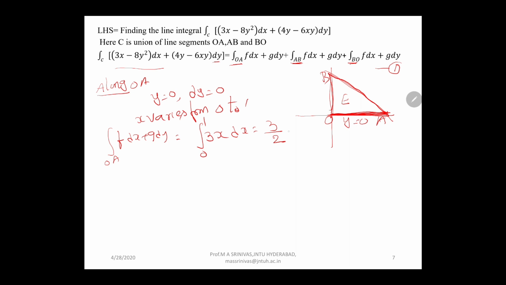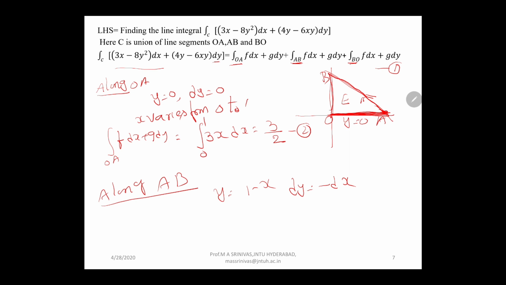So this is 2. Let us find out the next one, along after OA, AB, along AB. What is AB? AB is my y is equal to 1 minus x. Therefore, what is your dy? dy is minus dx. And I am moving from A to B, OA, AB in this direction.